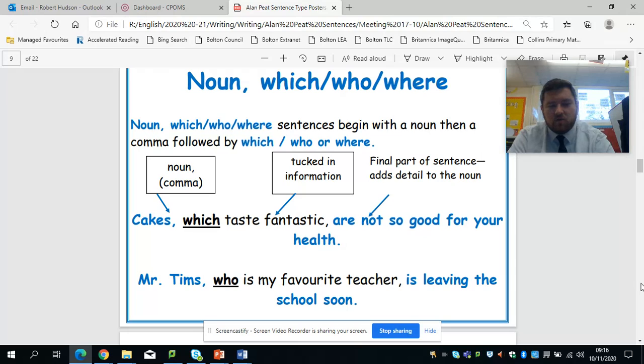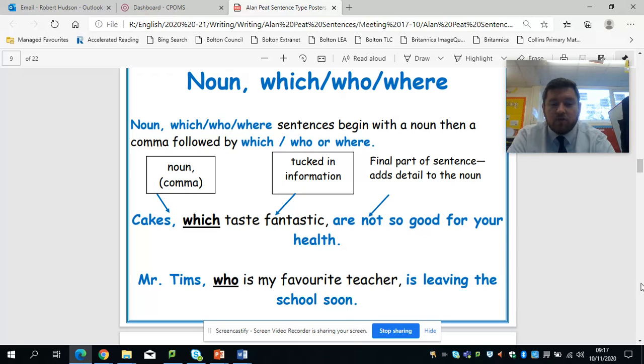Underneath, we start with Mr. Timms, comma. Now, instead of using the relative pronoun which, we've used who. The reason we've chosen who is because Mr. Timms is a person. So Mr. Timms, who is my favourite teacher, is leaving the school soon.